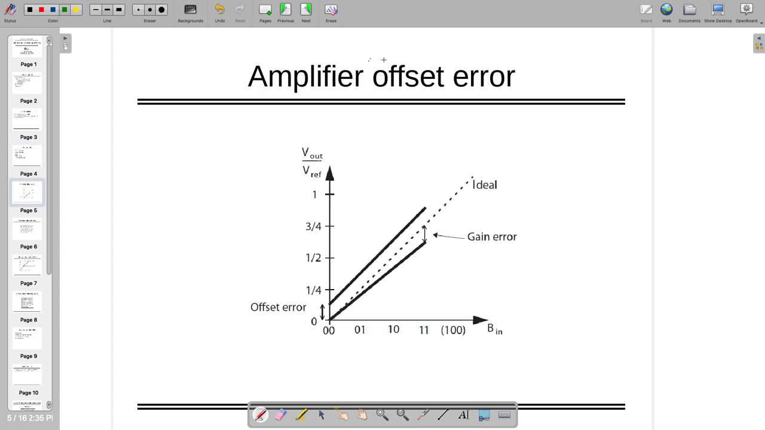So we also talked about something called offset error. Your ideal response should look like this one, but for some reason your response looks like this one, or maybe this one with some steps. Assume that steps are running on top of this. So instead of this, you are seeing something like this or something like this, then it's called gain error or offset error. This is happening because of only and only one reason.